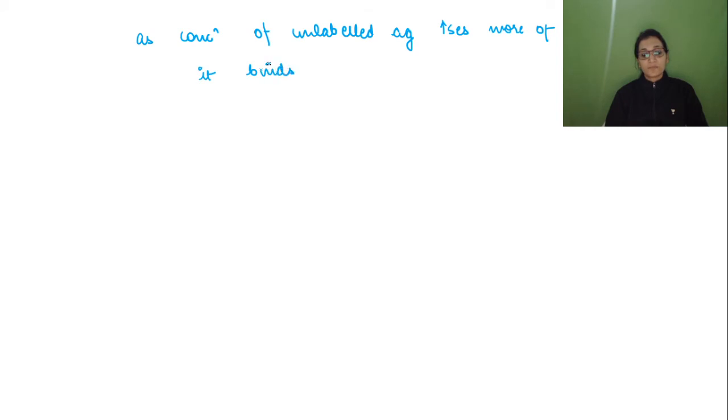After this, as the concentration of cold antigen, that is unlabeled antigen, increases, more of it binds to the antibody. So as the concentration increases, it keeps on binding, and by displacing the radio-labeled variant, it reduces the ratio of antibody bound to the radio-labeled antigen to the free radio-labeled antigen. This is what it does.